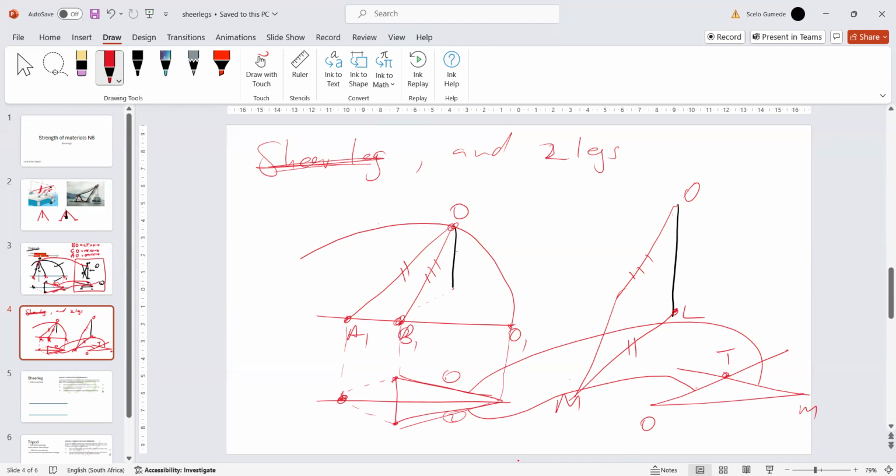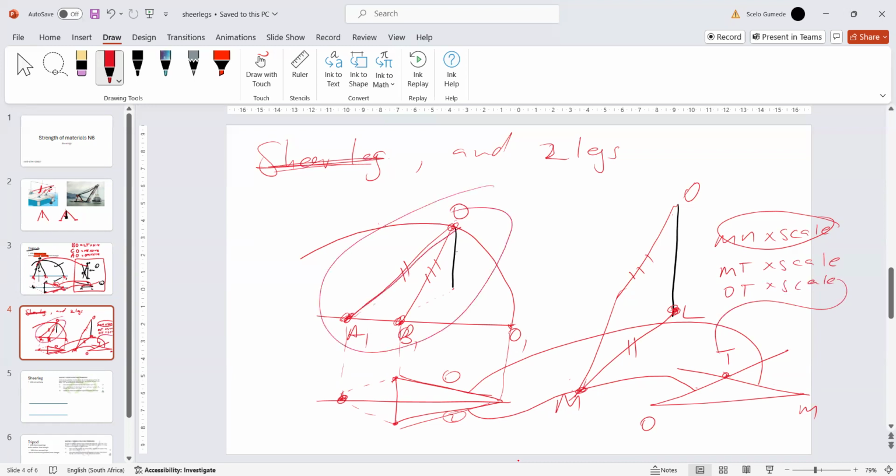I mean the force on the shear leg will be AO, where AO is the one with 2 ticks, which is this line MN. So MN times scale produces the force on the shear leg. MT times scale on one leg, and then OT times scale is the force on the second leg. That's how you do it. The only thing is that it pushes further away for the shear leg.